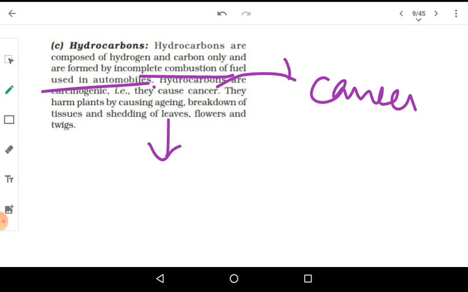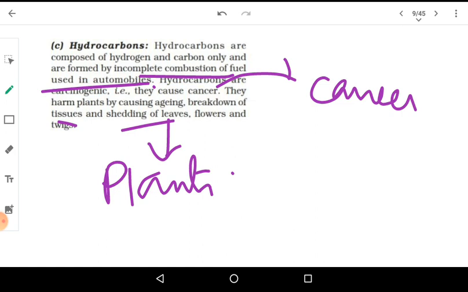And what effect are they having on plants? They have a major effect on plants. First is the breakdown of the tissues, second is the shedding of the leaves, third is the shedding of the flowers, and the fourth is the shedding of the twigs. So it is having harmful effects both in plants as well as in animals.